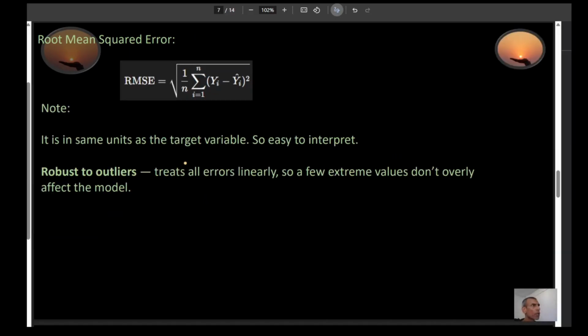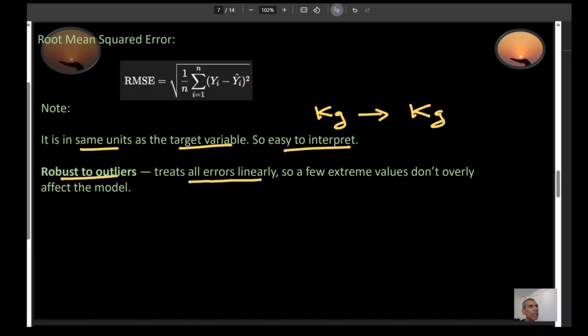Now, a few things should be noted about the root mean squared error. First of all, it is in the same unit as your target variable. That's because after you square it, you're taking a square root. So if, let's say, every unit is in kilogram, then your RMSE will still be in kilogram. So this way it is easy to interpret. Also, they tend to be robust to outliers because it's treating all errors linearly. So a few extreme values are not going to affect your model in a big way.